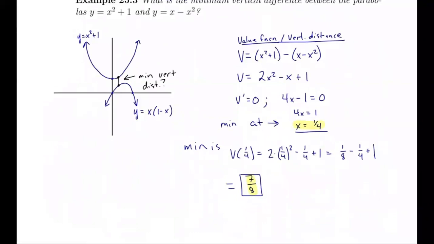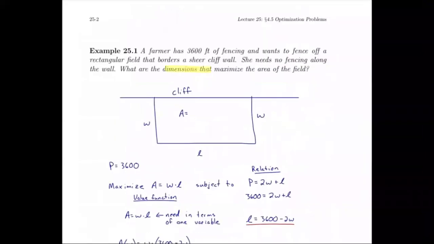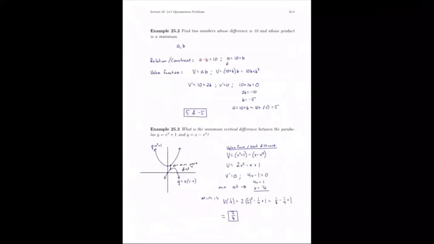Okay, so keep that in mind. They might ask you, what is the minimum or maximum in one of these cases? All right, so let's compare that to our first problem. What did they ask for? What are the dimensions that maximize the area of the field? They didn't ask what is the maximum area of the field. So keep that in mind. That's why we were able to stop at just the dimensions that we solved for. We didn't have to plug them back into the area function unless they asked what is the maximum area.